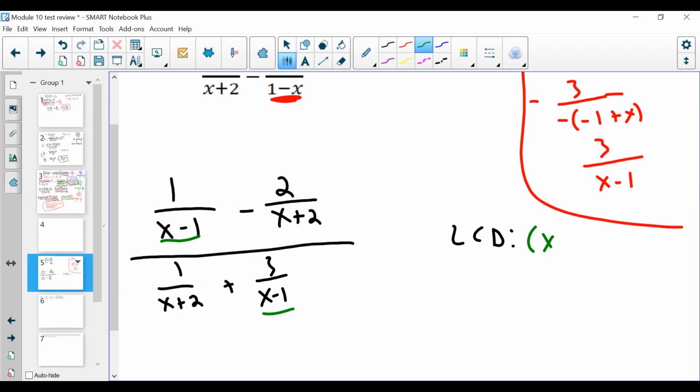So I have to have x minus 1 in my LCD, and then also I have an x plus 2 in both of those places. So I have to have an x plus 2 in my denominator as well. I don't want to repeat anything, so that's what I have.